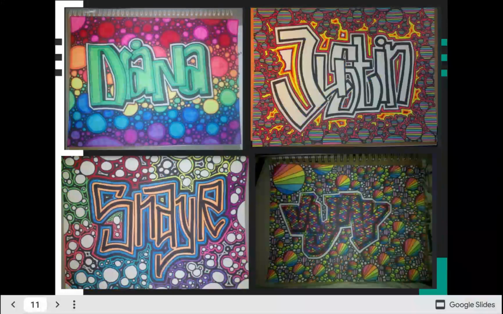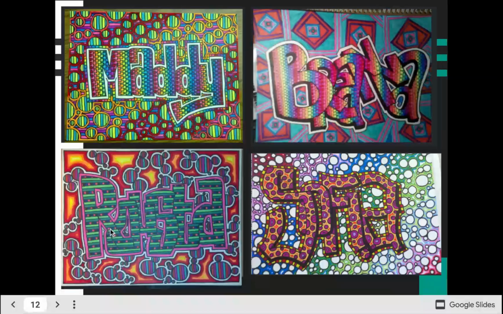So what are you going to put in the background? What pattern are you going to put back there? How are you going to make your background and your focal point stand out from each other? Diana here used her graffiti, her Sharpie skills, and did a lot of shading. Notice the letters, they're three-dimensional. They all have different aspects. I love the pattern in Justin's background. You could stick with one pattern. You could change it up. It's completely up to you.